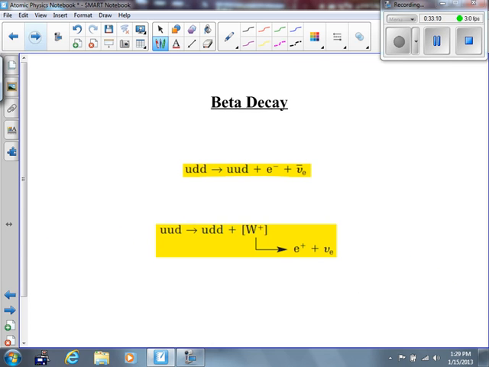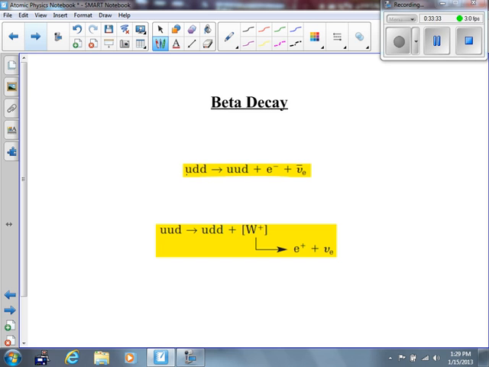Let's take a look at beta decay again, that we looked at earlier on in this unit. Two types of beta decay that we see here. Tell me what this U means here. It's a good guess, atomic mass unit, you'd think, right? This means an up quark. The D means a down quark.